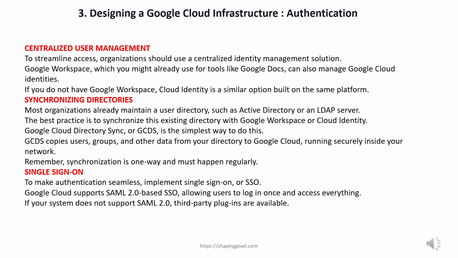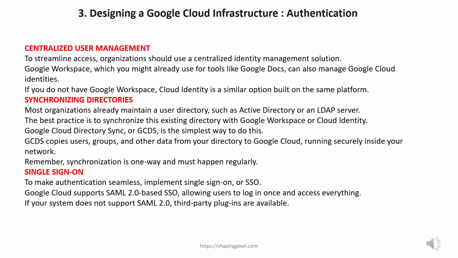Most organizations already maintain a user directory, such as Active Directory or an LDAP server. The best practice is to synchronize this existing directory with Google Workspace or Cloud Identity. Google Cloud Directory Sync, or GCDS, is the simplest way to do this. GCDS copies users, groups, and other data from your directory to Google Cloud, running securely inside your network. Remember, synchronization is one way and must happen regularly.